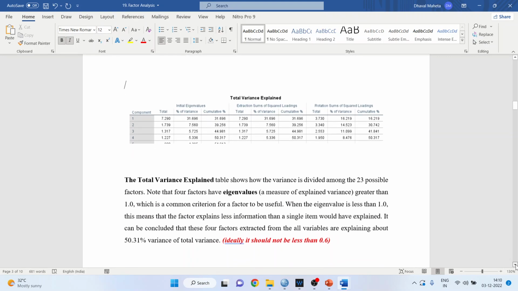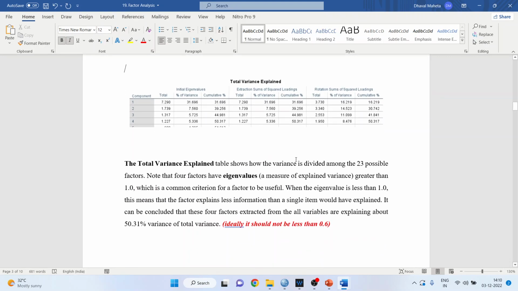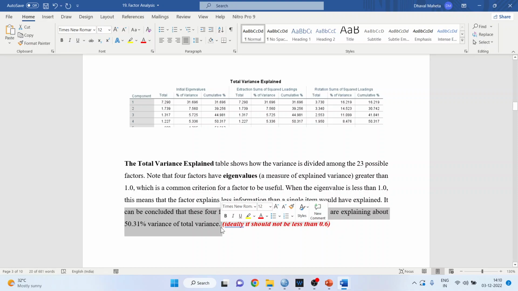The total variance explained table shows how the variance is divided among 23 possible factors. Note that 4 factors have eigenvalues greater than 1. I am talking about this row, which is a common criterion for a factor to be useful. When the eigenvalue is less than 1, this means that the factor explains less information than the single item would have explained. It can be concluded here that these four factors extracted from all these variables are explaining about 50.31 percent of total variance.